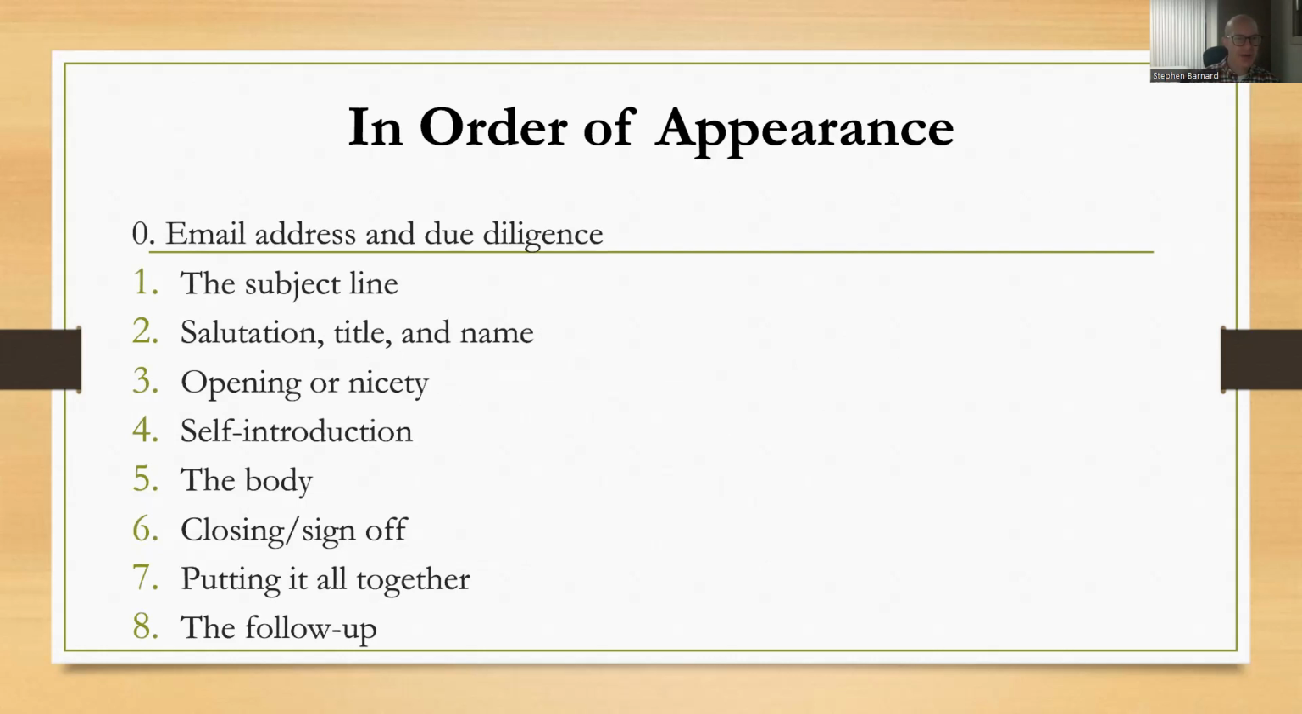Before I talk about the different parts of an email, first I'd like to say something very brief about the student's email address and also doing due diligence before you actually send an email. After that, I'll talk about all the different parts of an email and how you can write them effectively. The subject line, salutation, title, the name, the opening, your self-introduction, the body of the email, the closing and the sign-off, and also putting it all together. And last of all, the follow-up.